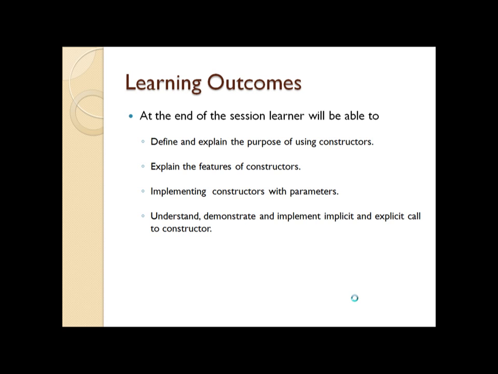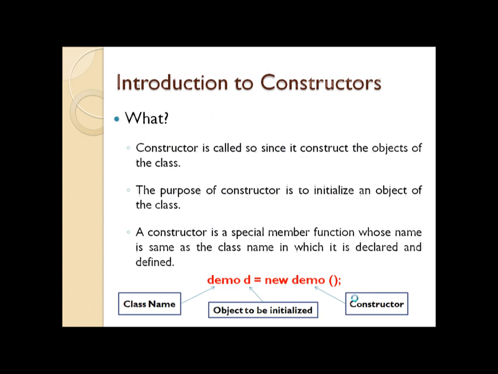The third learning outcome explains implementing constructor with parameters. So we will be discussing different types of constructor and its implementation, and the different calls one can apply in order to use constructor. We will talk about two types of call for constructor. One is implicit call and another one is explicit call. We'll discuss the basic definition of constructor in the next slide.